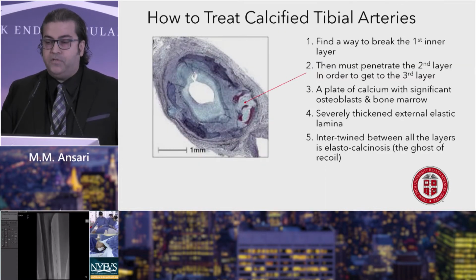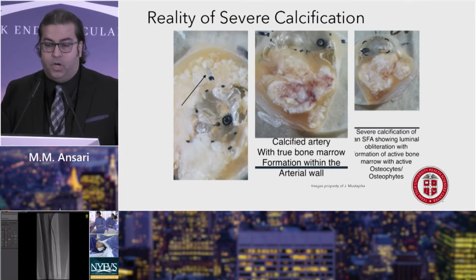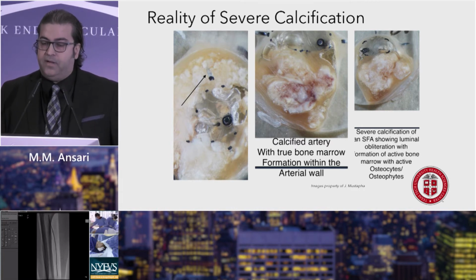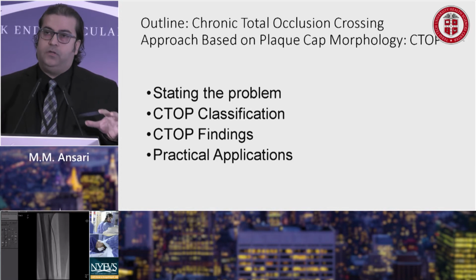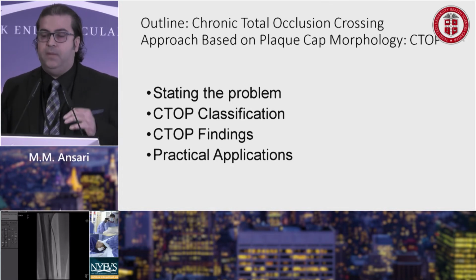So the pattern of tibial arteries and their calcification is completely different. This clearly shows the 3 layers of calcification that we need to crack in order to get to the lumen, and that's the big problem with absorption. It's literally bone formation within the vessel, a calcified artery with true bone marrow formation within the arterial wall. So this was all based on histopathological surveys.